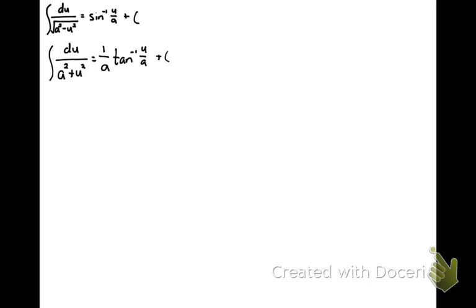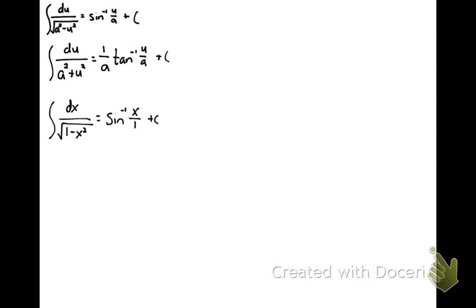So let's implement these in a number of examples. First, let's integrate dx over the square root of 1 minus x squared. Well, this looks just like the inverse sine integral, so this should integrate into the inverse sine of u, which in this case would be x, over a, which in this case would be 1, plus c, or the inverse sine of x.